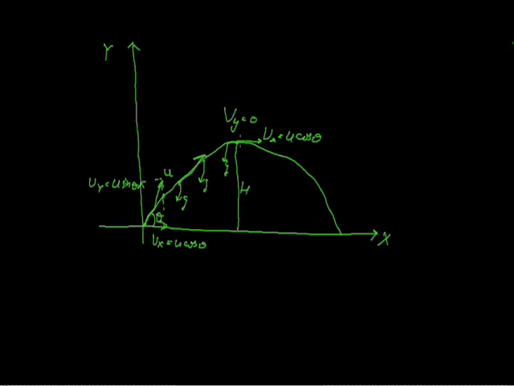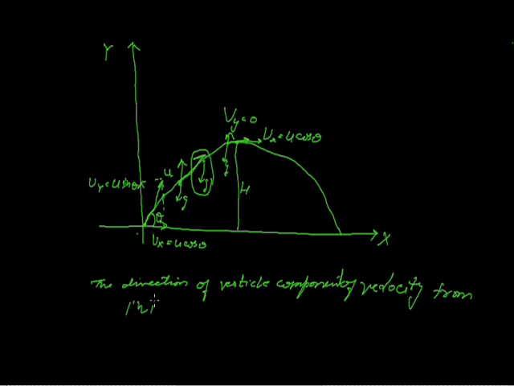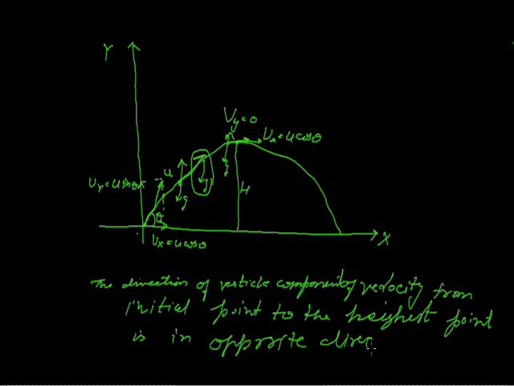Okay, velocity is raised. The vertical velocity is upward in a reducing manner. So the direction of vertical velocity and the direction of gravitation, from the initial point to the highest point, are in opposite directions.